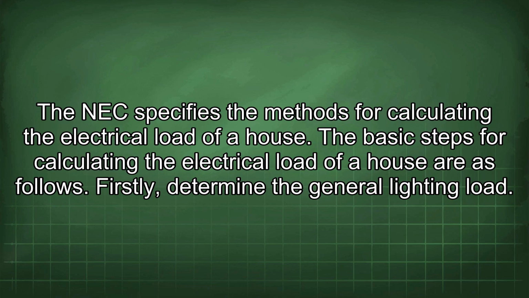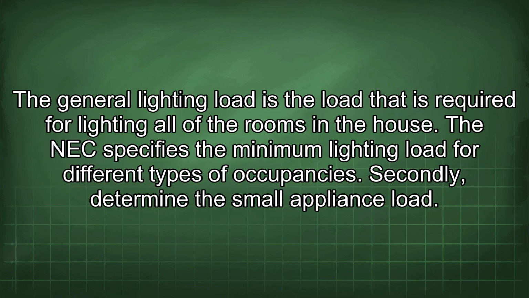The basic steps for calculating the electrical load of a house are as follows. Firstly, determine the general lighting load. The general lighting load is the load that is required for lighting all of the rooms in the house. The NEC specifies the minimum lighting load for different types of occupancies.